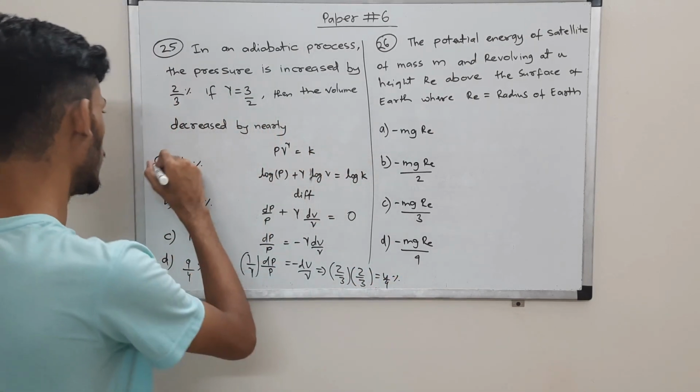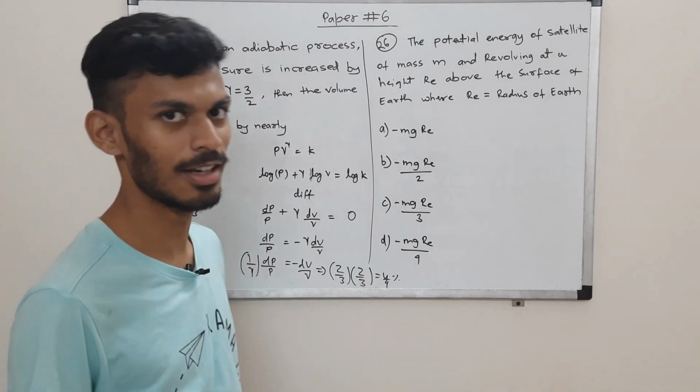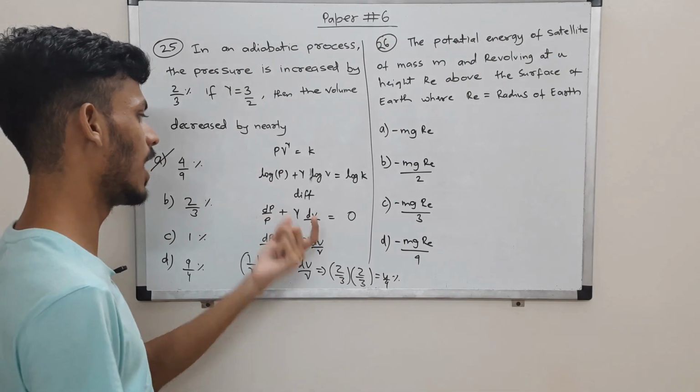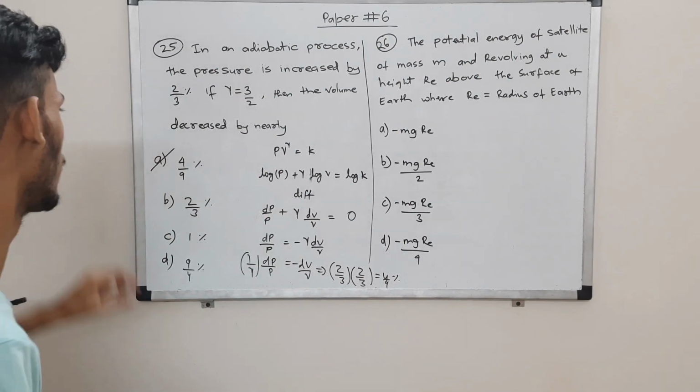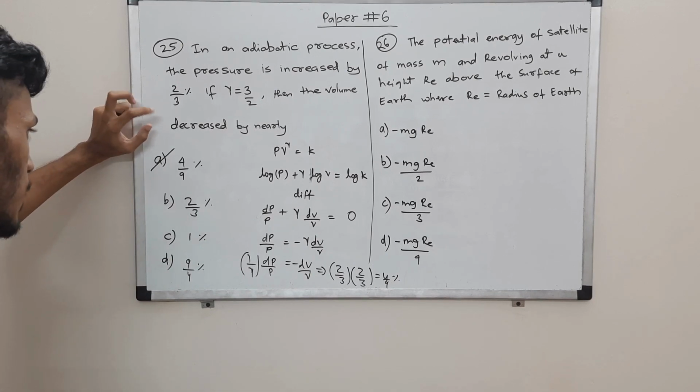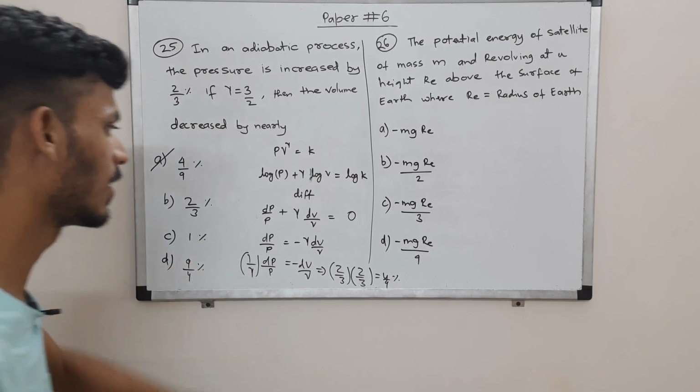If you had to do it by the ratio way, that would have taken long. So especially for small changes, prefer the log method and differentiation. It works for small changes. The 2 by 3 is a small change in pressure, right? So yes, option A is the correct choice over here.